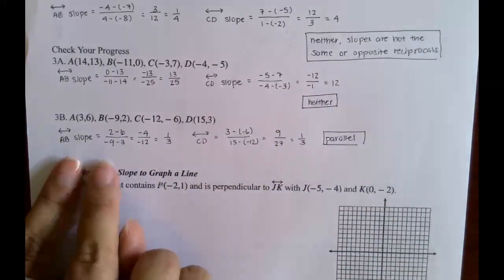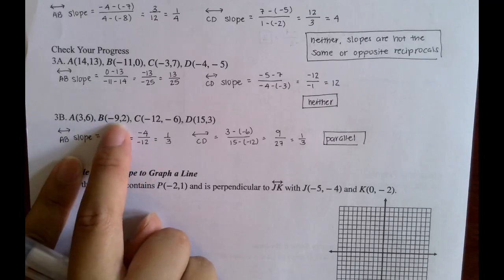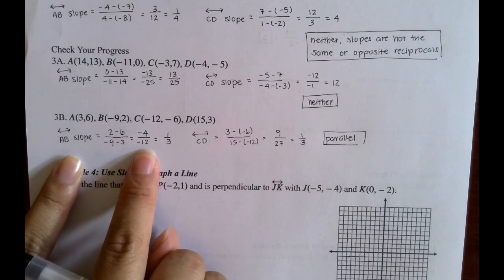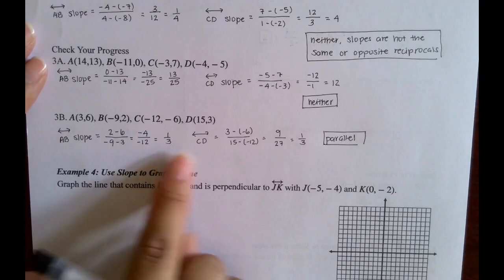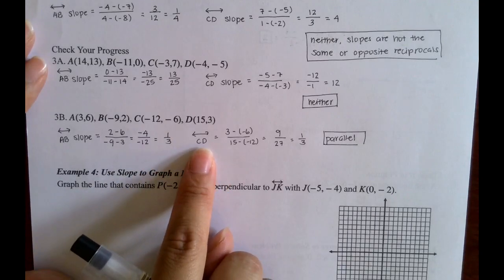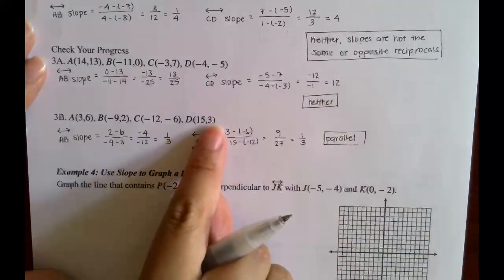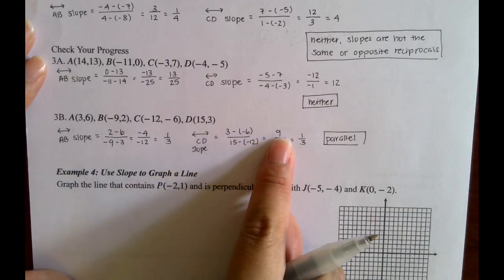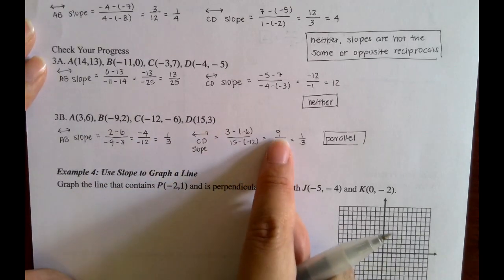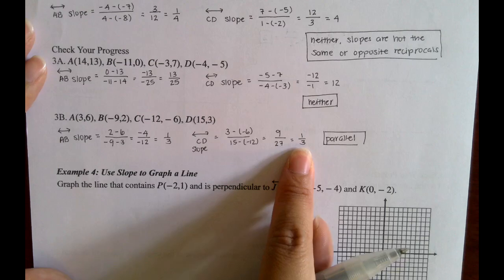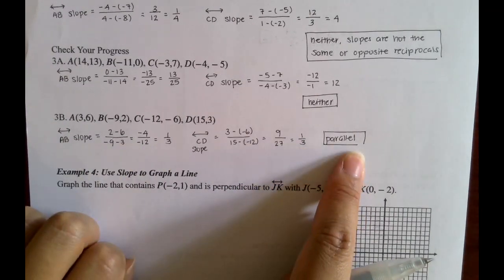Okay. AB slope, 2 minus 6 is negative 4. Negative 9 minus 3 is negative 12. Simplify that. That becomes 1/3. Slope for CD here. Right. 3 minus negative 6 is 9. 15 minus negative 12 is 27. 9 over 27 simplifies to 1/3. They are the same, and so they are parallel.